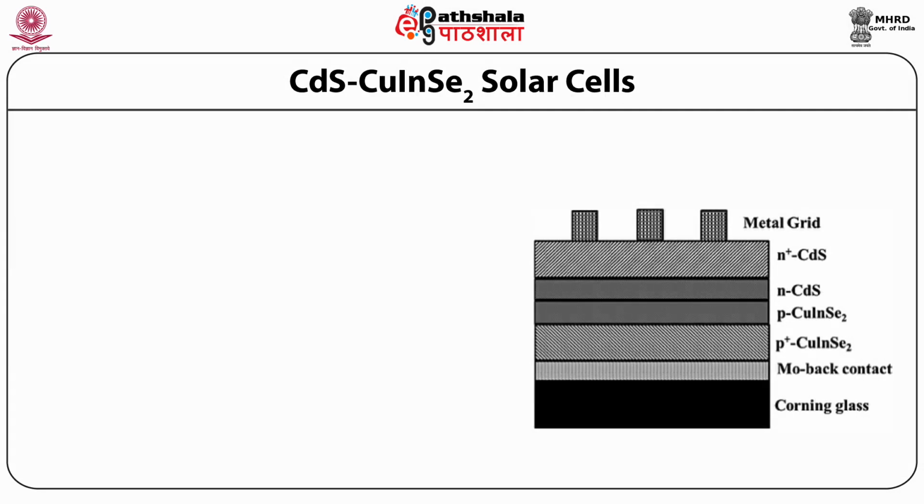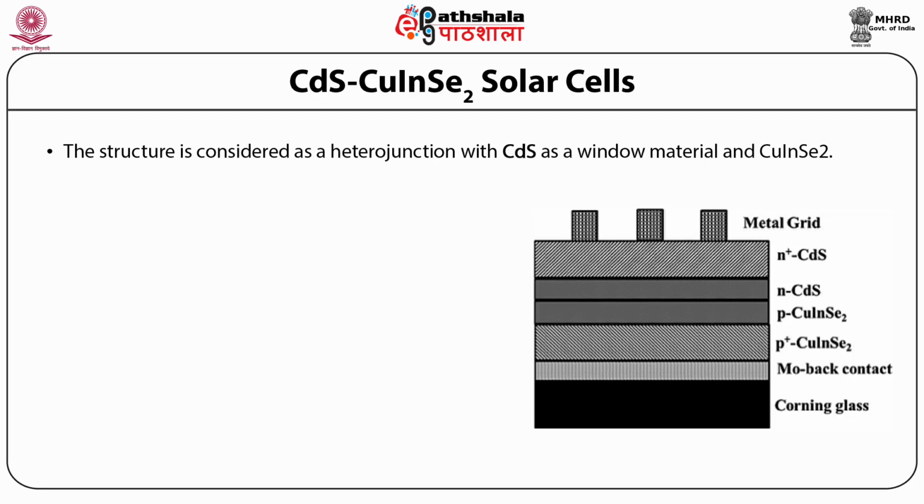Cadmium sulfide copper indium selenide solar cells. In this type of solar cell, the structure is considered as a heterojunction with cadmium sulfide as a window material and copper indium selenide.